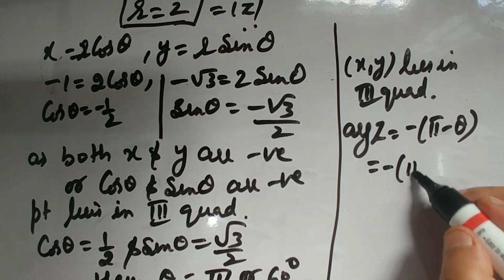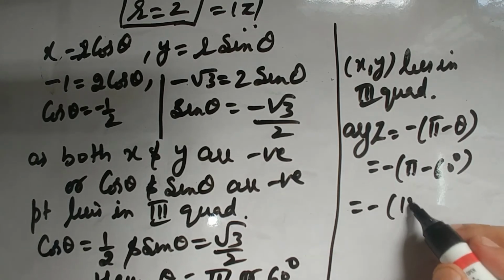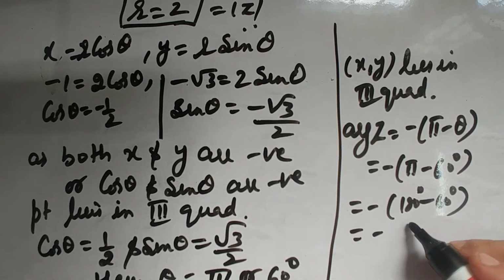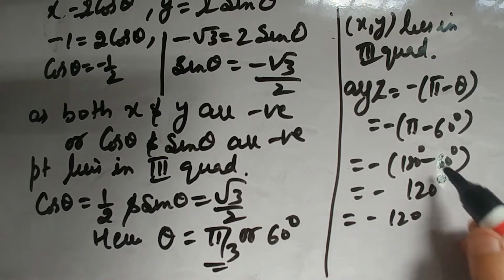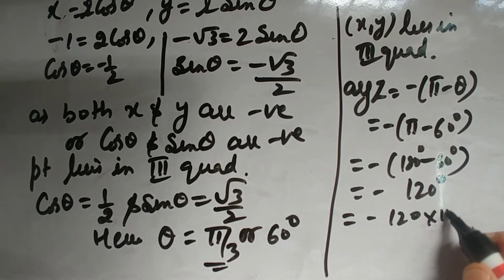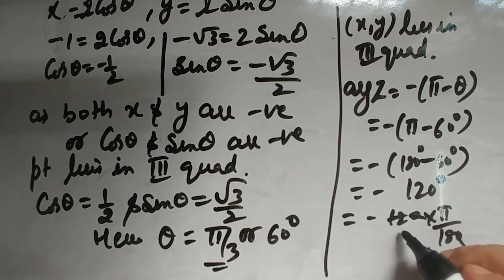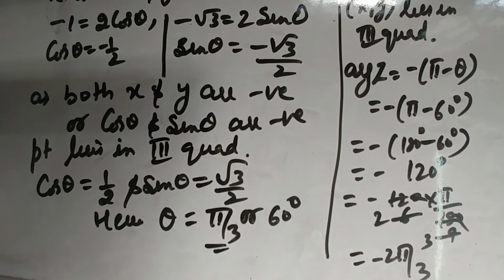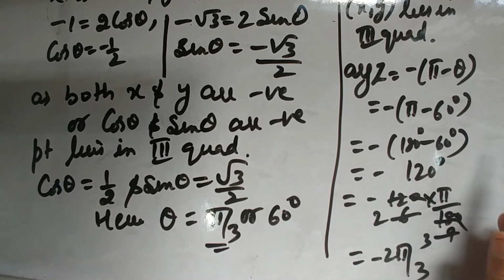So it is minus (180 minus 60), that is minus 120. Minus 120 can be written in radian measure as minus (pi minus pi by 3), or you can just multiply by pi upon 180. So 2 sixes are 12, 2 nines are 18, 3 twos are 6, 3 threes are 9, so it is minus 2 pi by 3. And even from pi minus pi by 3, you can take it as minus 2 pi by 3.